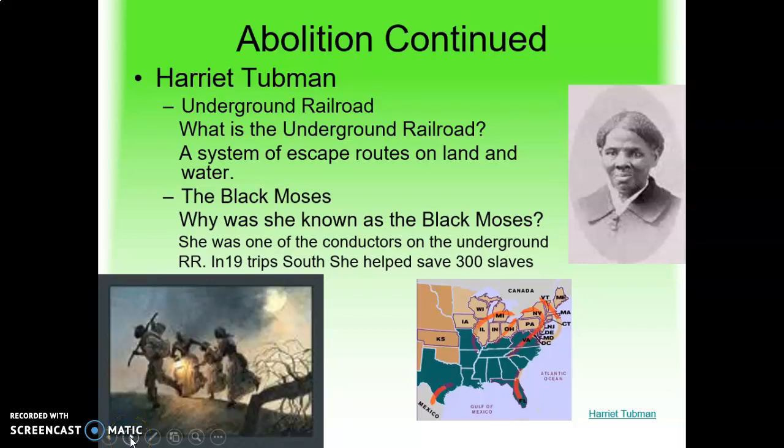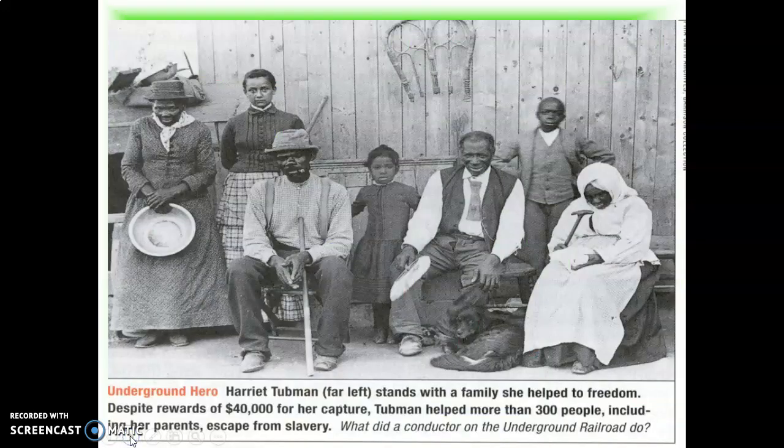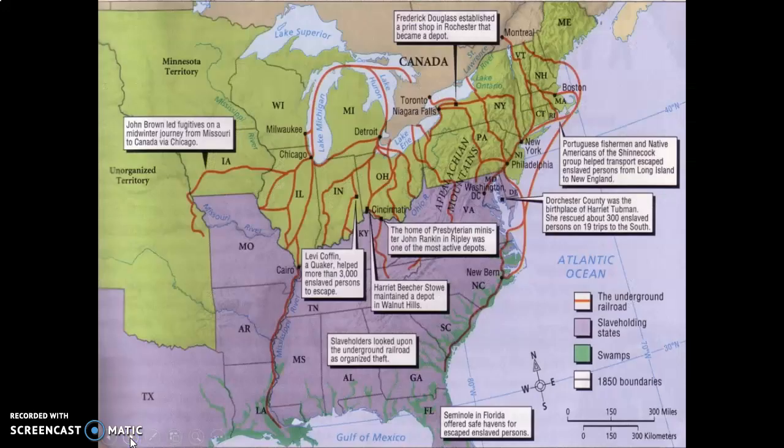Harriet Tubman is definitely one of these abolitionists you need to remember. Her actions spoke a lot louder than her words. So this is a picture of a family she helped save. If you read here, you see there's $40,000 for her capture at that time, and that's a lot of money in the 1840s, 1850s. So there you go. Here's some of the escape routes from the South.